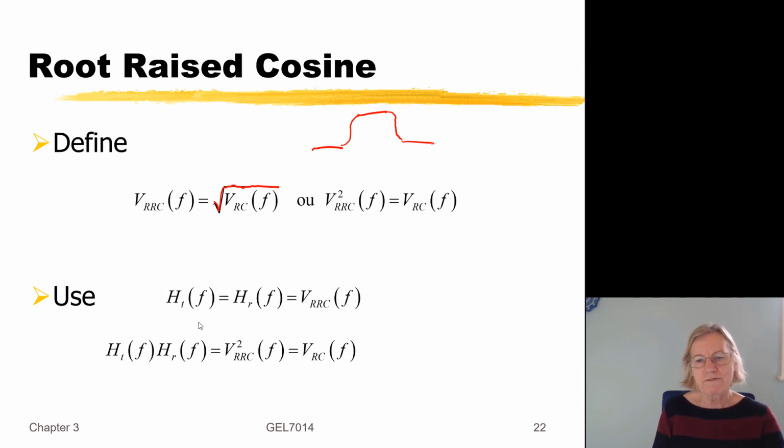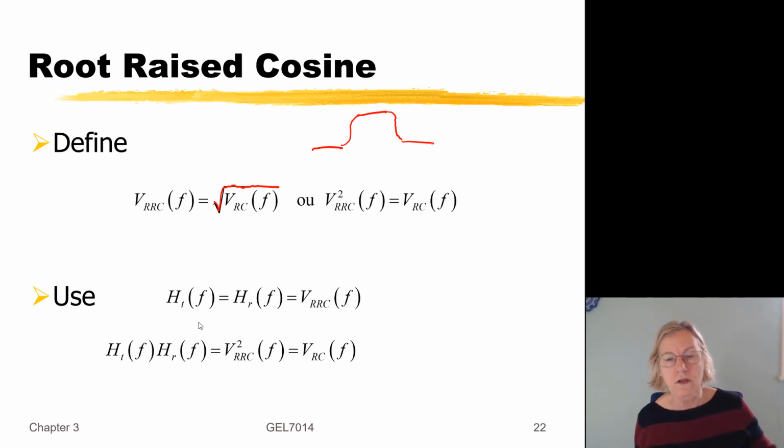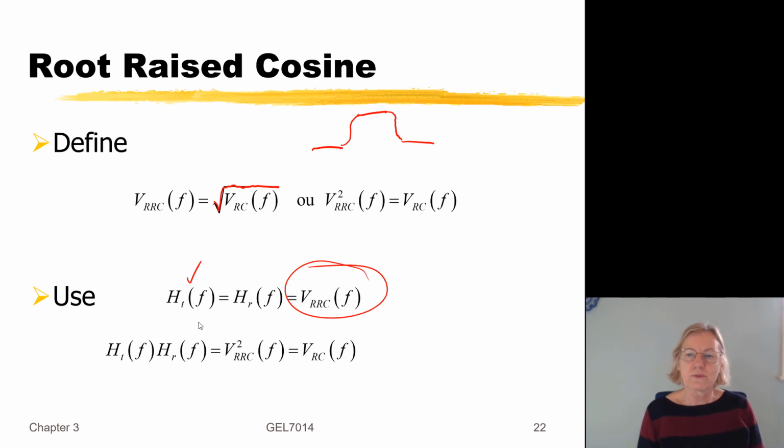Because I said we have in a system, we're going to have the transmit pulse and the receiver is going to be matched to the transmit pulse. So if I want the overall response to be a Nyquist pulse, what I have to do is divide that Nyquist pulse between the transmitter and the receiver. And so I'm going to have my transmitter actually transmit a root raised cosine. And the root raised cosine will not be a Nyquist pulse.